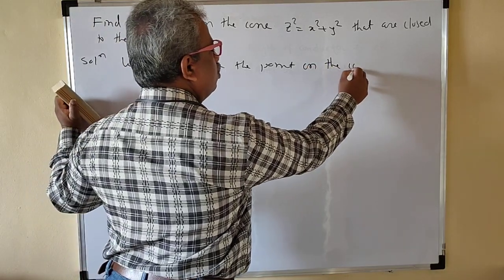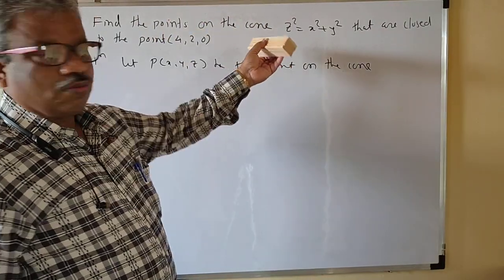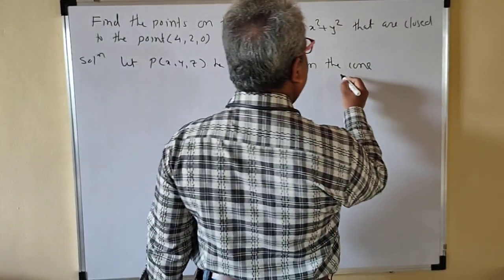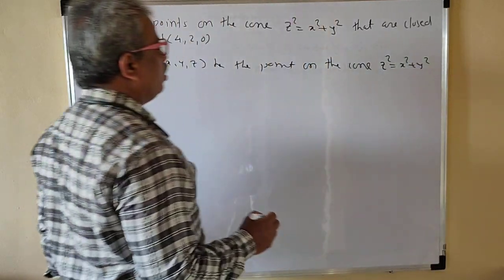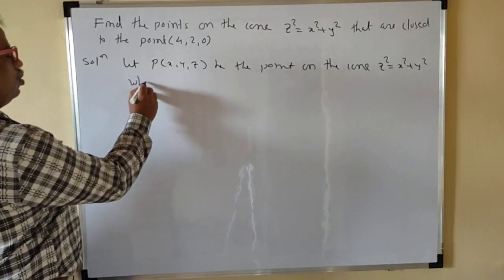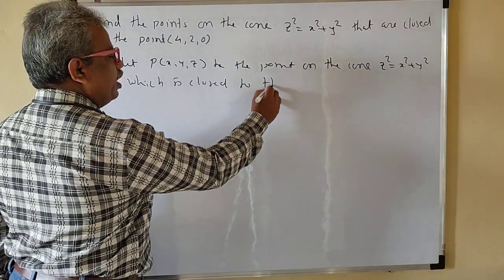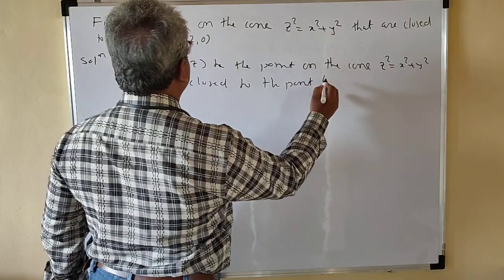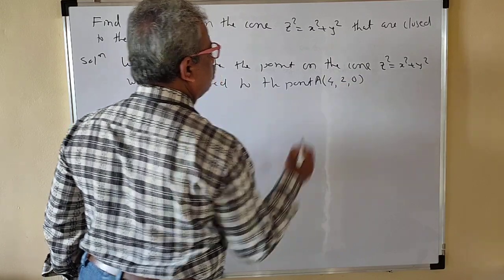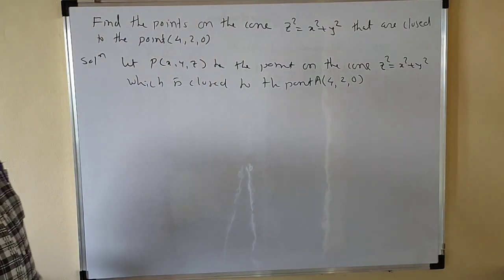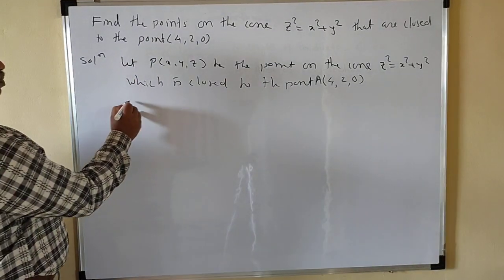on the cone. Whatever the name they said, cone, don't bother about this name now. So on the cone z square is equal to x square plus y square, which is closest to the point, I will say this is A (4, 2, 0). Okay, so then what we have to do? We have to minimize the distance between this P and A.